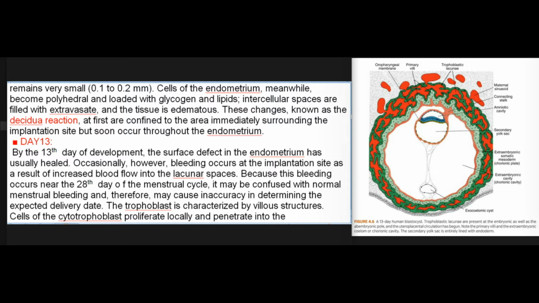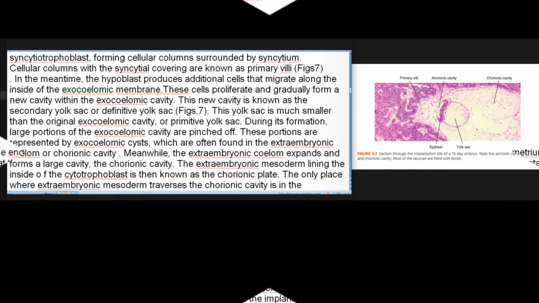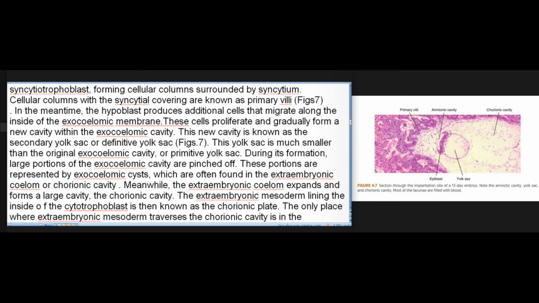The trophoblast is characterized by villous structures. Cells of the cytotrophoblast proliferate locally and penetrate into the syncytiotrophoblast, forming cellular columns surrounded by syncytium. Cellular columns with the syncytial covering are known as primary villi, Fig. 7.